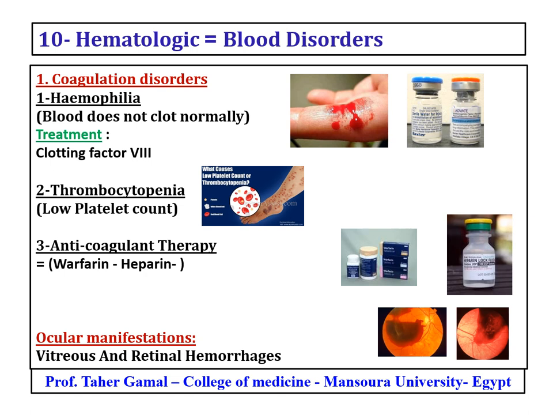Now we shift to the group of blood disorders or hematologic diseases which may affect the eye. The first is coagulation disorders. Number one is hemophilia. The blood does not clot normally. Treatment: clotting factor number 8. The second disease of coagulation disorder is thrombocytopenia, low platelet count. The third is anticoagulant therapy, warfarin or heparin. Ocular manifestation in the form of vitreous and retinal hemorrhage.